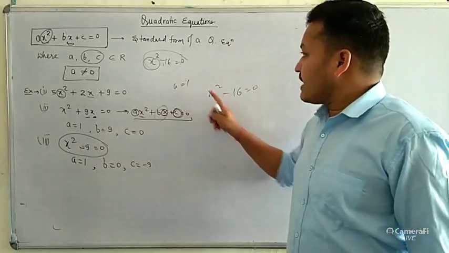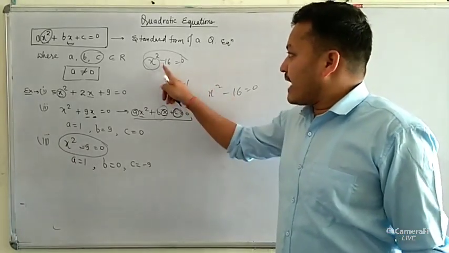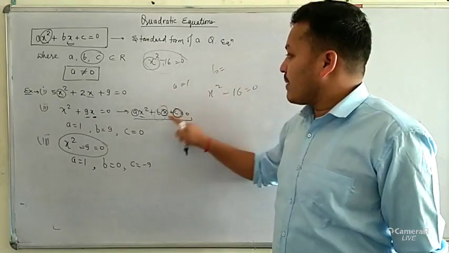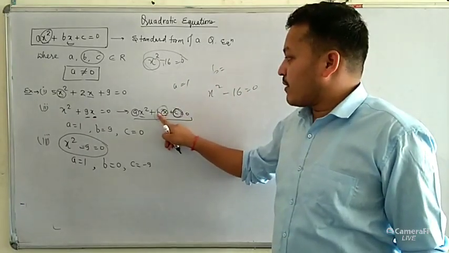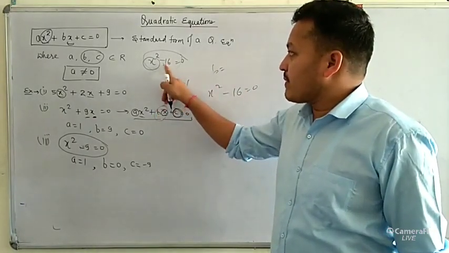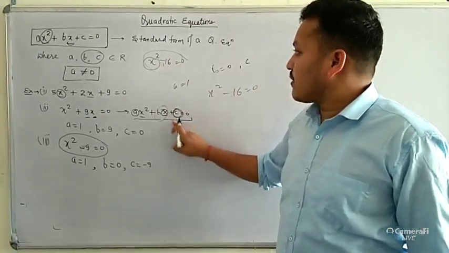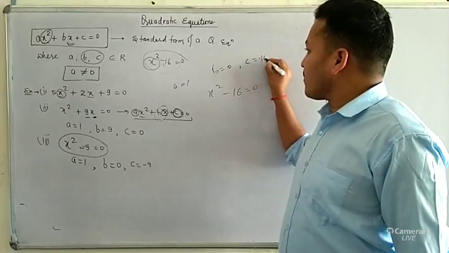Okay, so a is not equal to 0, and minus 16 is equal to 0. Then b is the coefficient of x, but here the coefficient of x is not given, so b is equal to 0. And last, c is equal to minus 16.